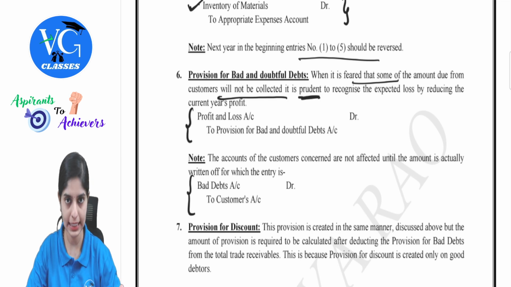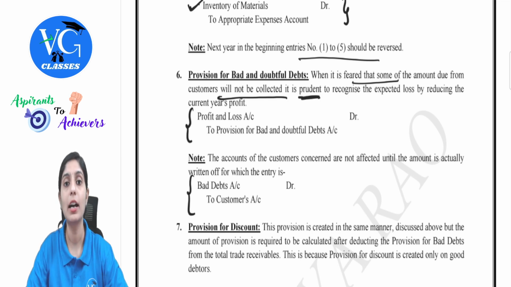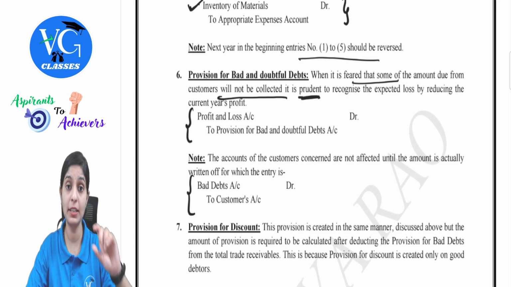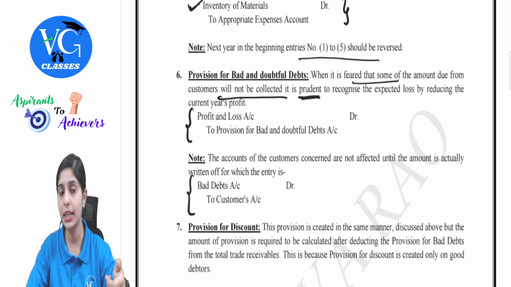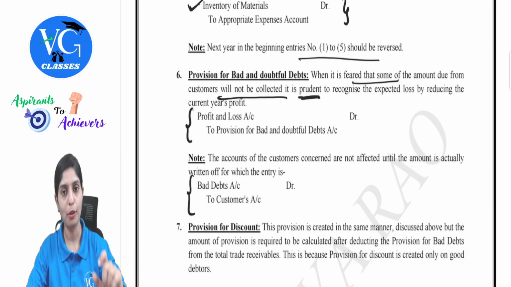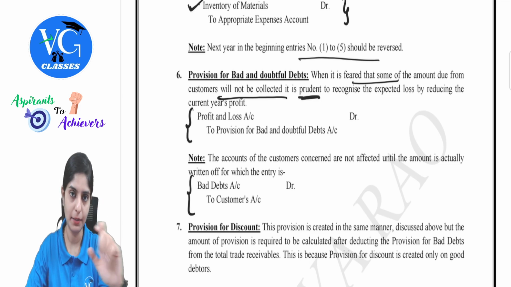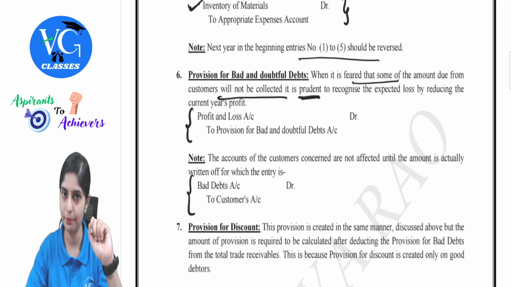I hope this point is clear. Next, coming to provision. Provision for bad and doubtful debts. If it is coming in trial balance, what does it mean? The amount of provision is already created. You need not separately create it if it is coming in trial balance.